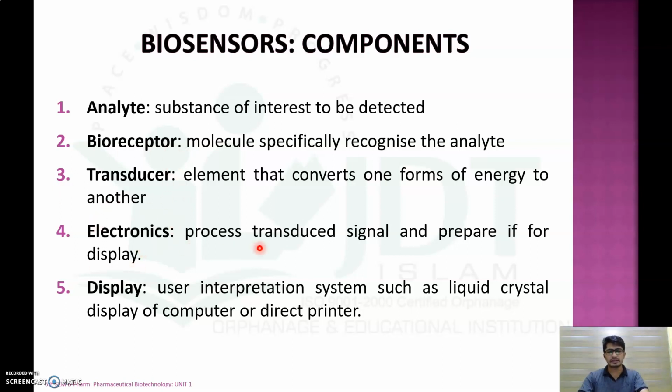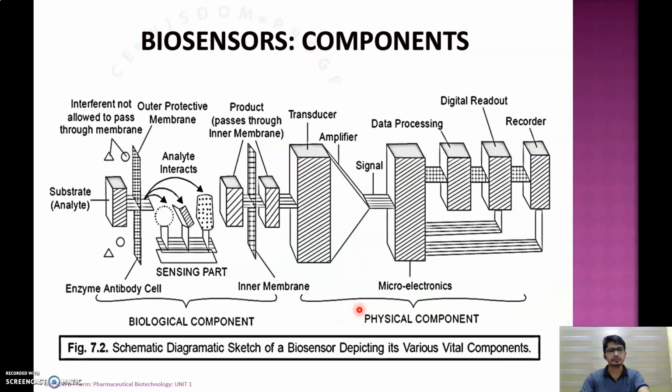Now the electronic part will process the transduced signal and prepare it for display. Even though we are getting a signal, we have to make this signal in such a way that it gives a reading. For that purpose, we use an electronic component. And finally, a display, in order to display the modified or transduced signals by using interpretation systems such as a liquid crystal display, a computer or a direct printer.